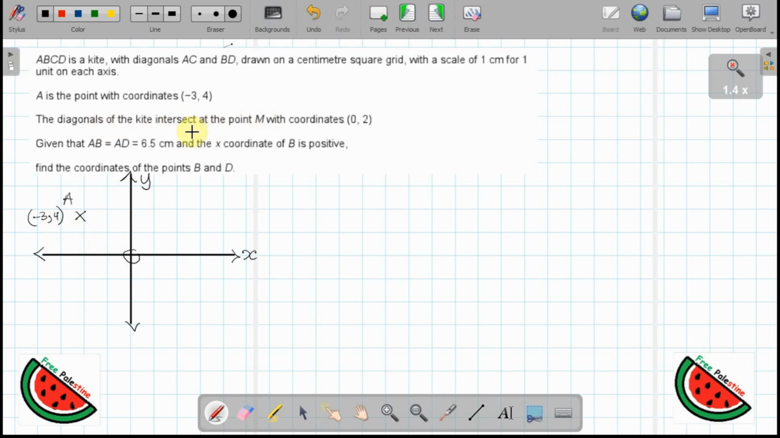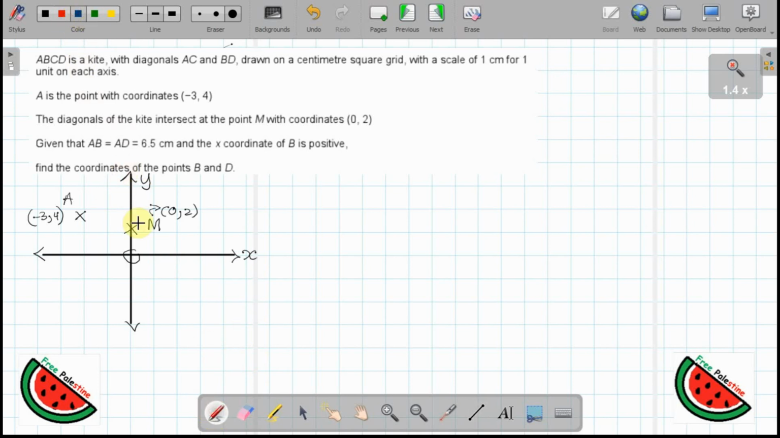The diagonals of the kite intersect at the point M, 0, 2. So 0, 2 should be lower than this one. So let's say there. And that point is M. And write down the coordinates here, 0, 2 for M. AB is equal to AD. They are both 6.5 centimeters. So let's say B is somewhere here.